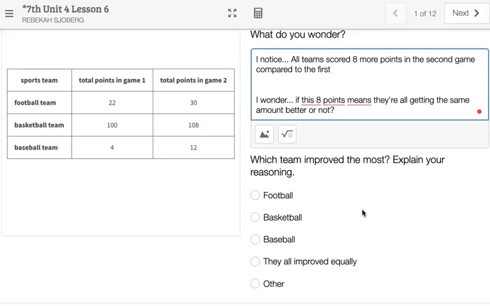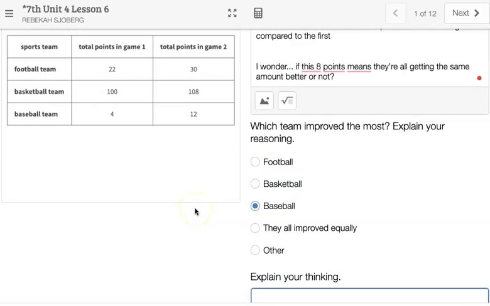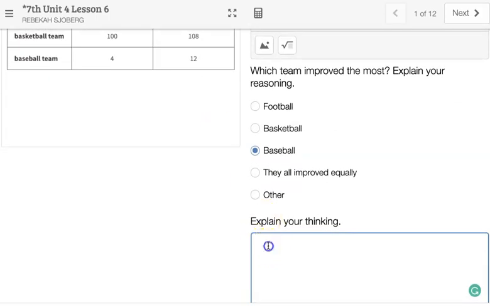I think there's arguments that could be made for all of these. You might say they all improved equally because they're all getting 8 points better. But you might say something like the baseball team got the most improved. I'm going to say that because something I noticed about baseball, they went from 4 to 12. They improved their score by 3 times as much. But like basketball, they went from 100 to 108. They improved by just 8% or 8/100ths as much. So they were like 1.08 times better than their original score. So I might say something like relative to their original, baseball improved the most. Their score tripled.